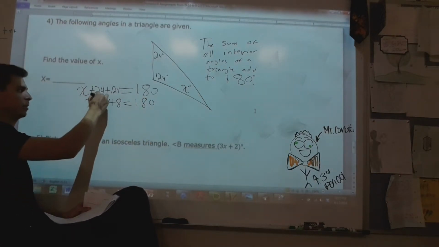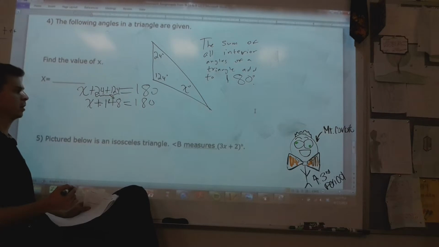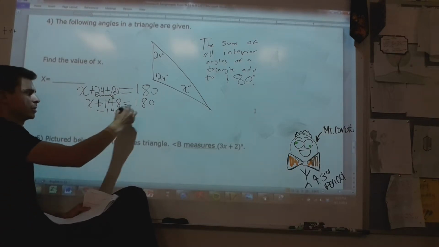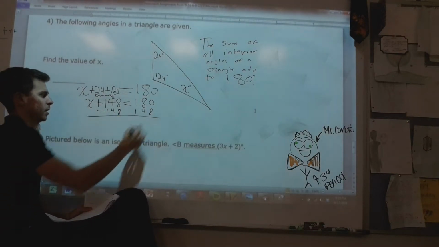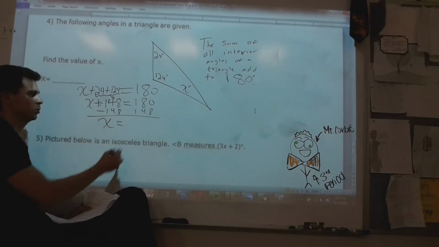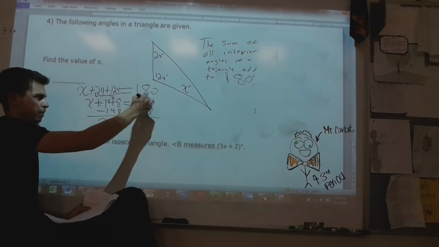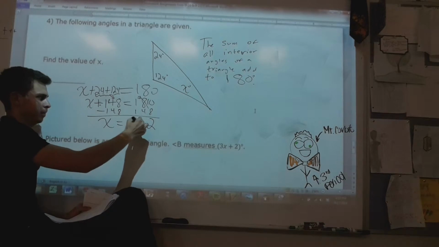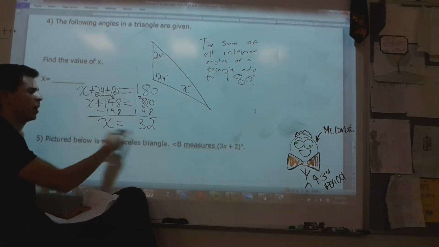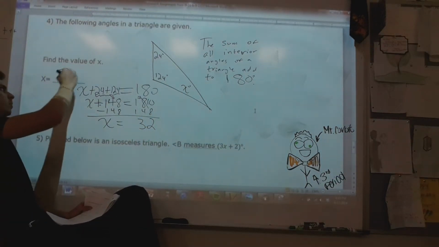And now that came from right here. Subtract 148 from both sides, and that gives me x is equal to 30, and 1 minus 1 is 0. X is equal to 32.